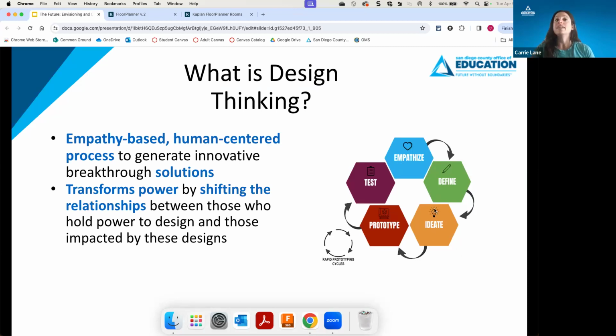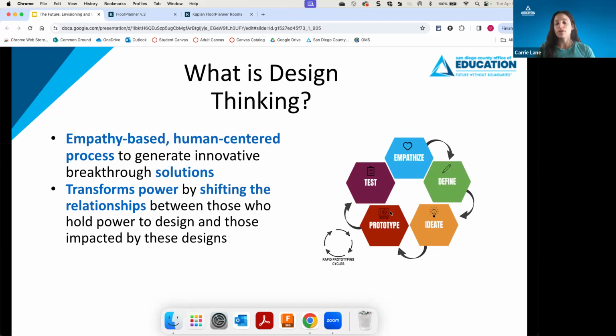And then you ideate, you come up with tons and tons of ideas for solutions that could be feasible, but it could also be really out in left field. It could be expensive. It could be something that will probably never happen, but you dream big. And then you narrow those down and you prototype, which is usually the building phase where you just make a quick model of your thing that you want to build to see if it works. And then you test it.